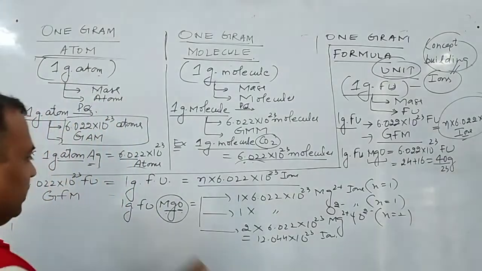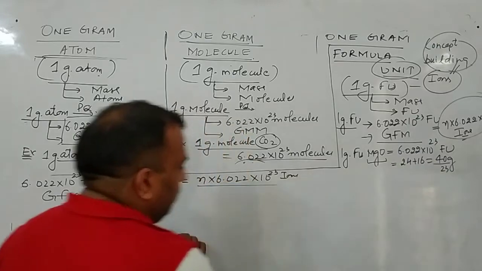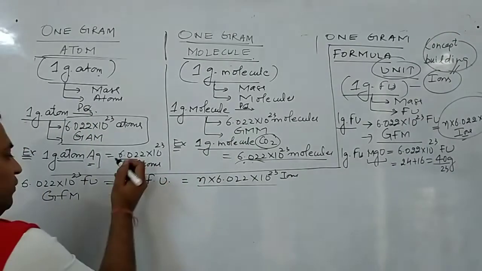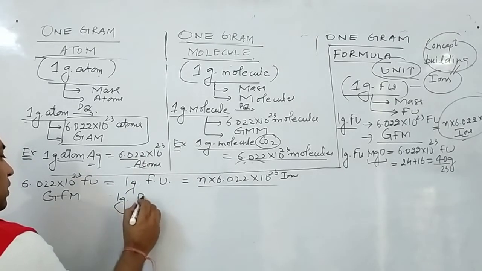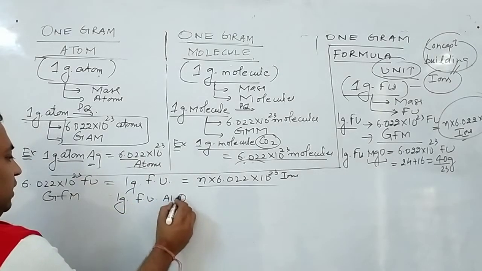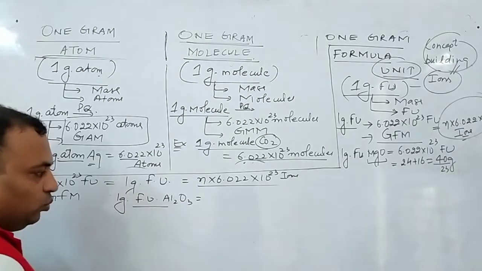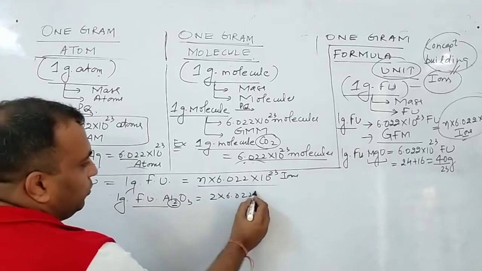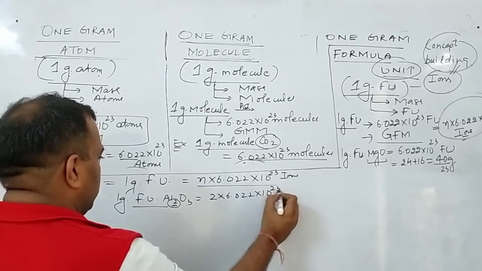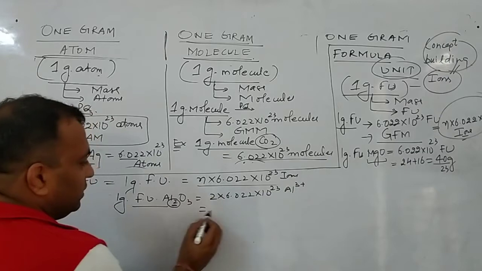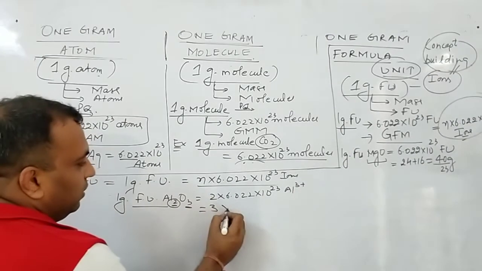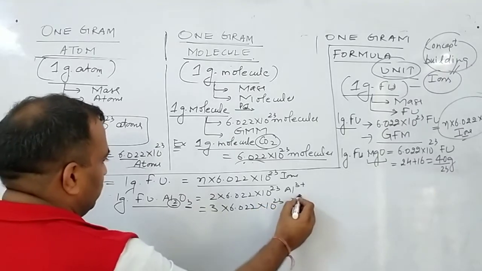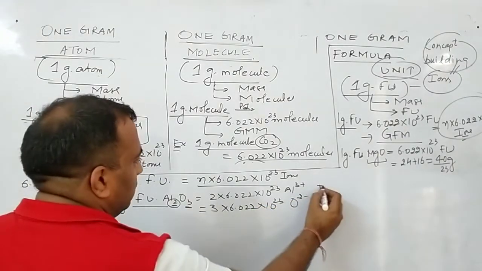If you want a little more explanation, I'll take one more example for clarity, because this is very important when we do the mole concept. If I give you 1 gram formula unit of Al2O3, what will you do now? Aluminium, just see the number is 2. So 2 × 6.022 × 10^23 Al3+ ions. Regarding oxygen, the number is 3: 3 × 6.022 × 10^23 O2- ions.